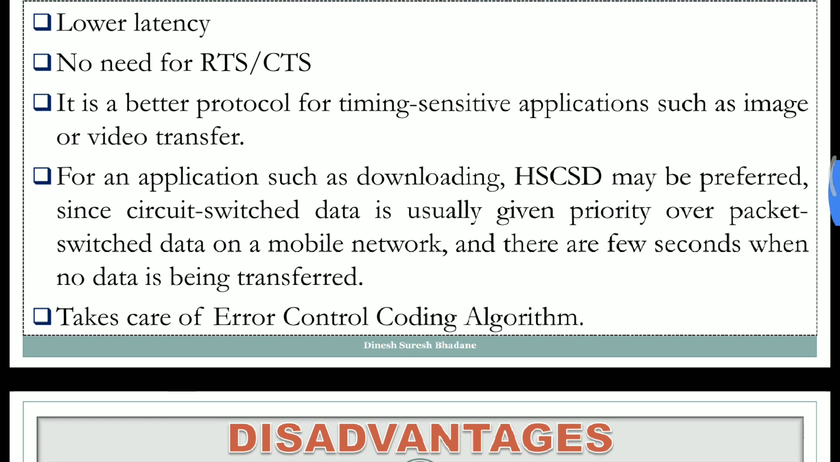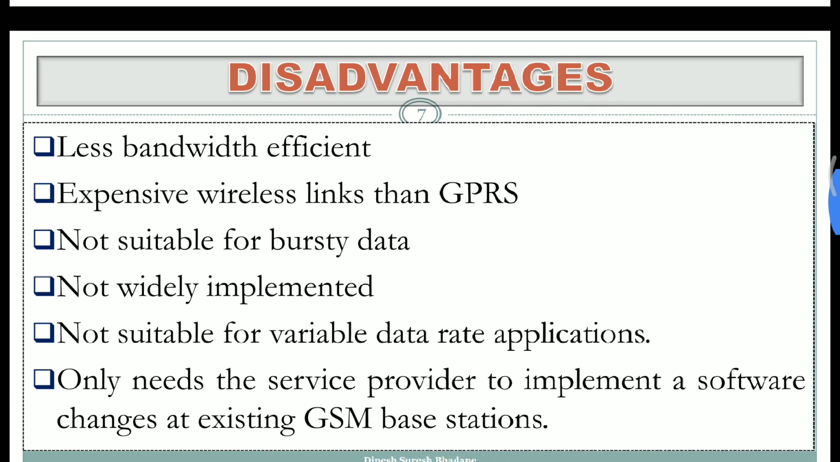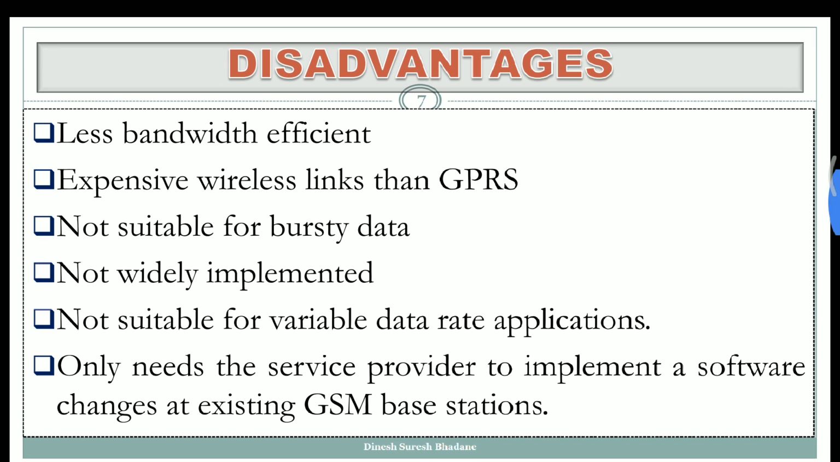Apart from the advantages, it suffers from some disadvantages, and these are: it is less bandwidth efficient. We have seen in the features that its practical bandwidth is less than its theoretical bandwidth, which is 57.6 kbps. The second, expensive wireless links than the GPRS. Third, not suitable for the bursty data. It is also not widely implemented, and it is not suitable for the variable data rate applications, as we already defined in the features itself, that it uses a circuit switch technique, which is nothing but the constant data rate. It only needs the service provider to implement a software change at existing GSM base stations.